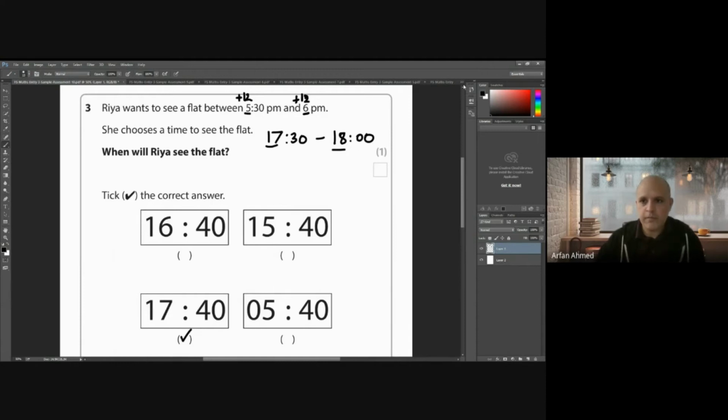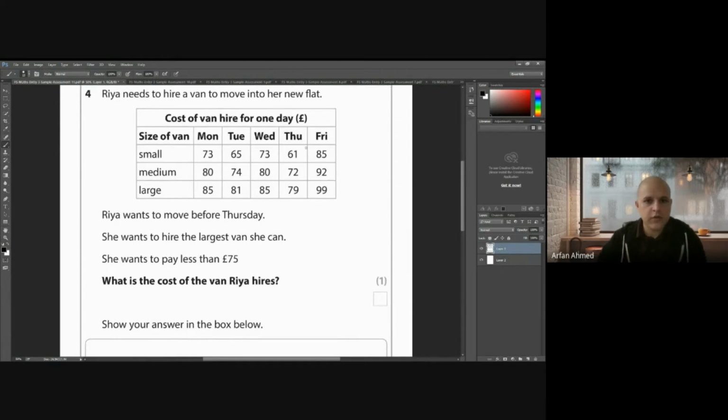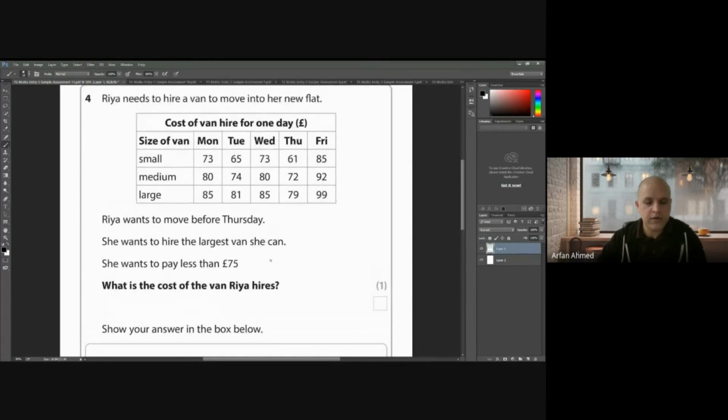Let's move on. Question 4. Rhea needs to hire a van to move into her new flat. Okay, so you've got cost of van hire for 1 day. You've got small, medium, large. You've got Monday, Tuesday, Wednesday, Thursday, Friday. Right. Rhea wants to move before Thursday. So it has to be before Thursday, so we can ignore Friday completely. She wants to hire the largest van she can. She wants to pay less than £75. What is the cost of the van Rhea hires?